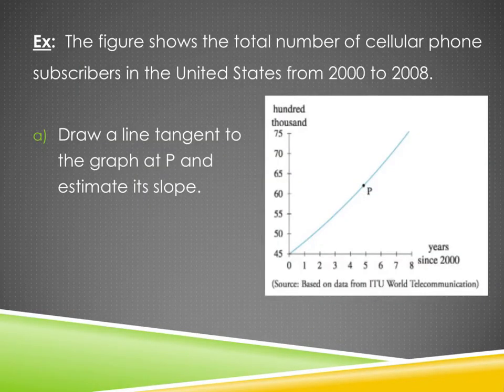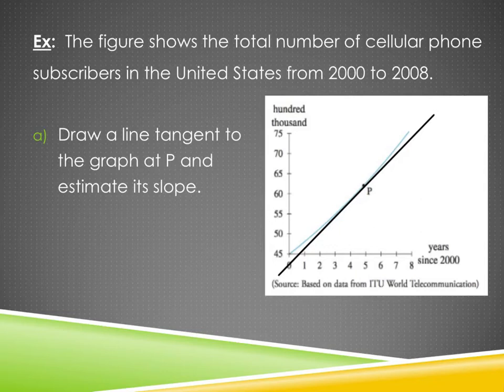So here's our graph. This figure shows the total number of cellular phone subscribers in the United States from 2000 to 2008. A is much like the last two questions we've done. Draw a tangent line and then estimate the slope just like we did in the last problem. So you're going to draw yourself a tangent line. It's going to look something like that.